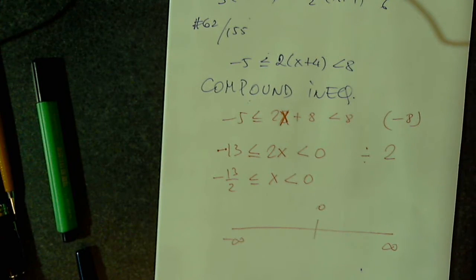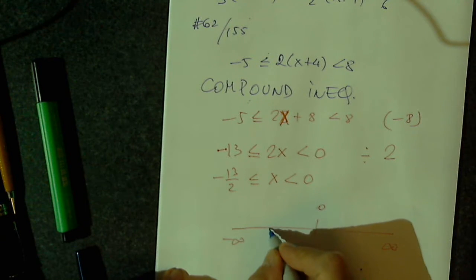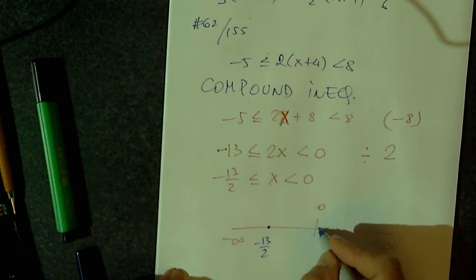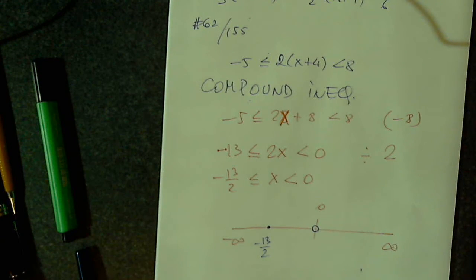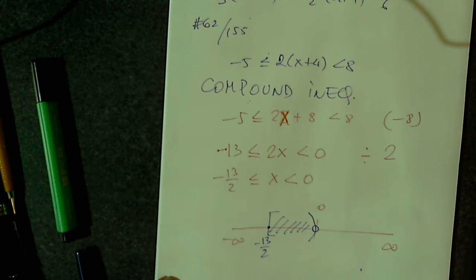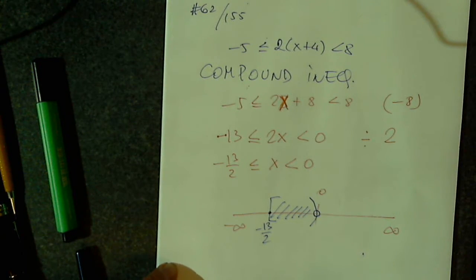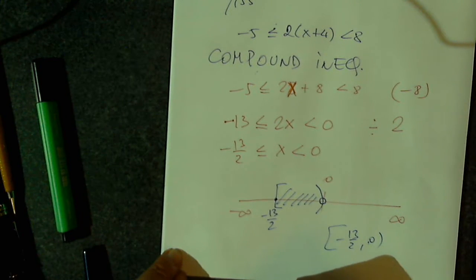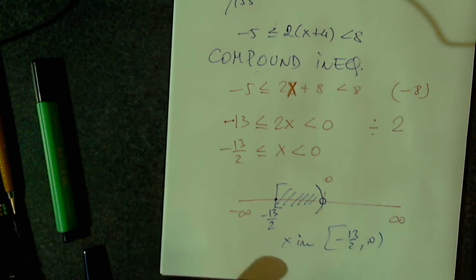-13/2 is roughly -7. Well, it's not, but I'm going to represent it right here at -13/2. And 0, since it does not have the equal symbol, will be an open point. So the bracket will be at -13/2, and the parenthesis will be at 0. And this is the interval notation: -13/2, comma 0. X in this.